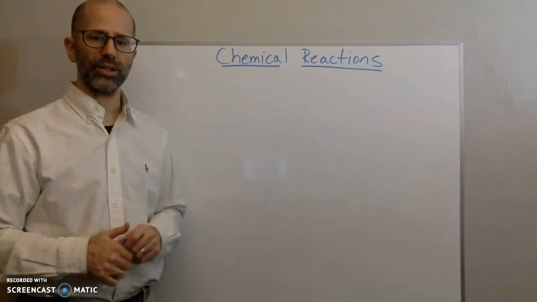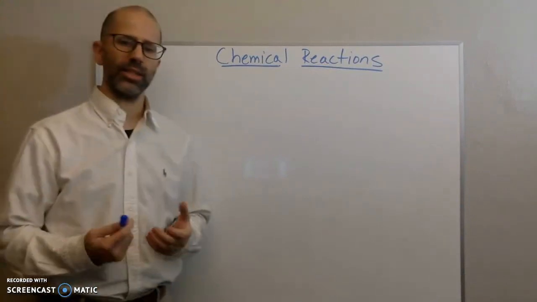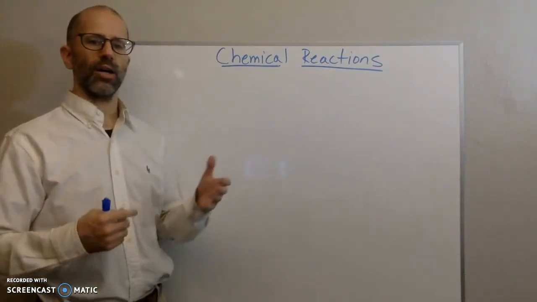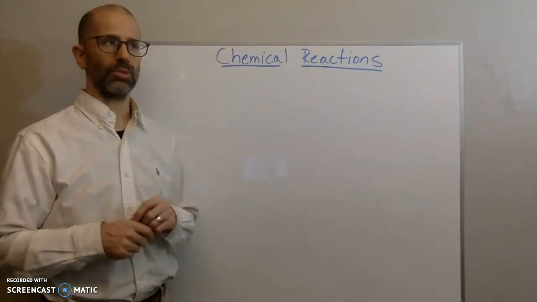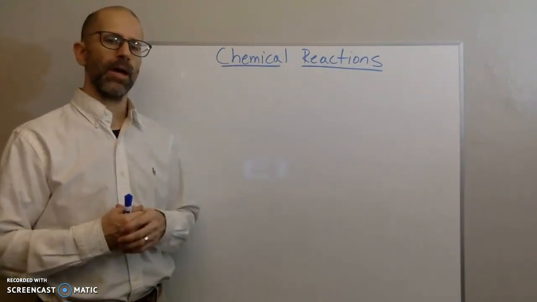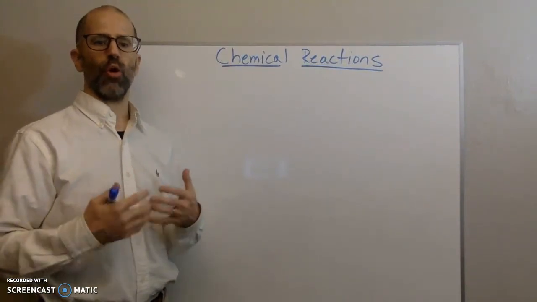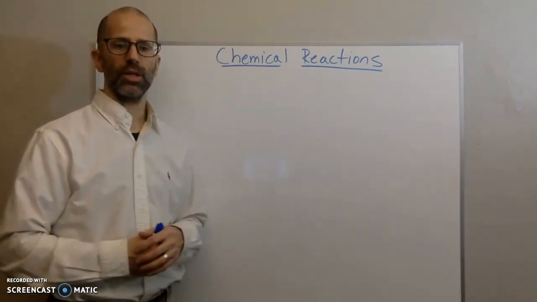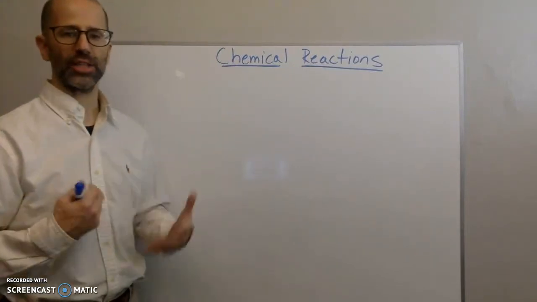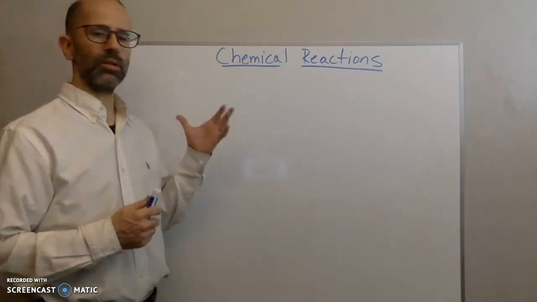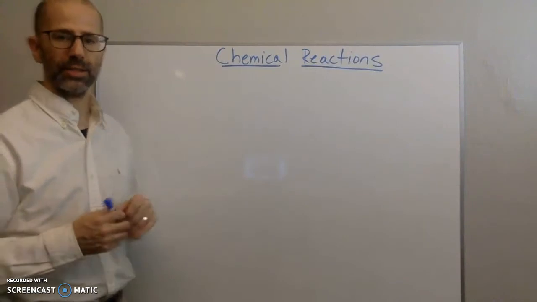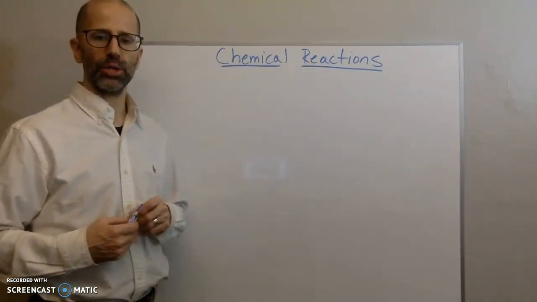So what is a chemical reaction? A chemical reaction is where you have one or two compounds that are reacting with each other in such a way that you form new compounds. So things get changed around. The way this is expressed is by a chemical equation.